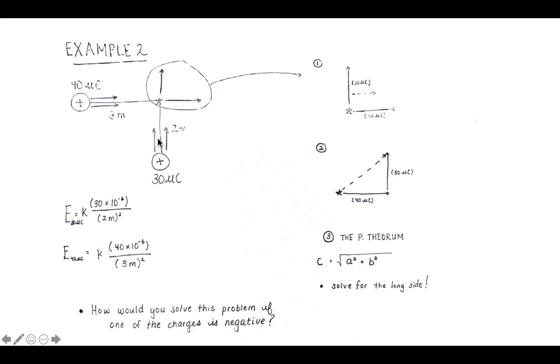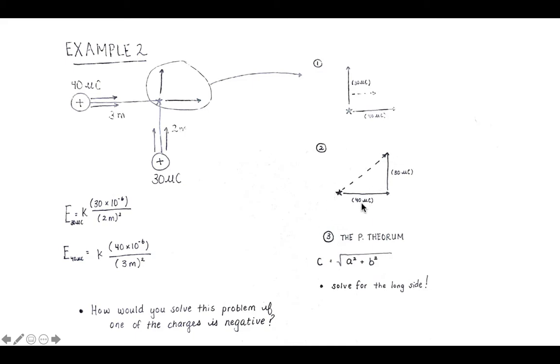So I know at the location that I'm trying to find the electric field at, we've got 30 microcoulomb working in the upward direction and the 40 to the right. Well, if you look at that, that's a triangle right there. So if I move this 30 microcoulomb over here, it just helps in visualization. I've got a hypotenuse. That's actually going to be my answer right there.